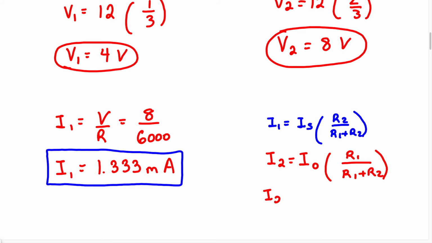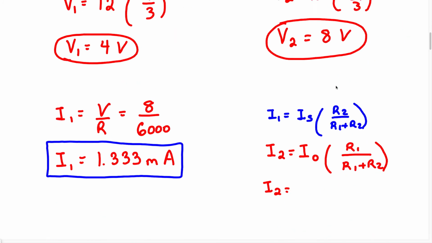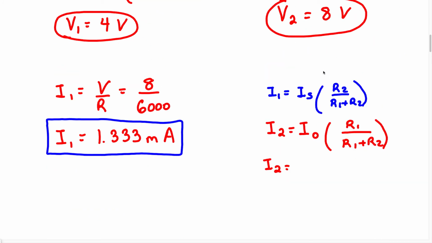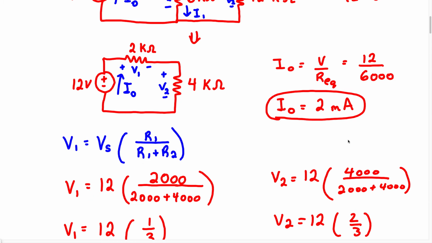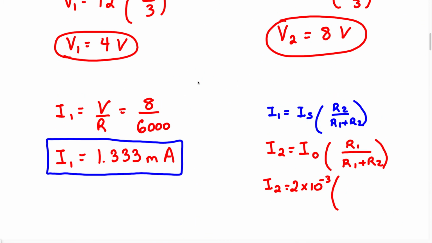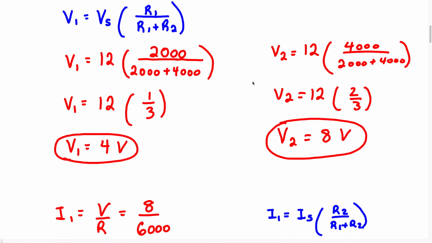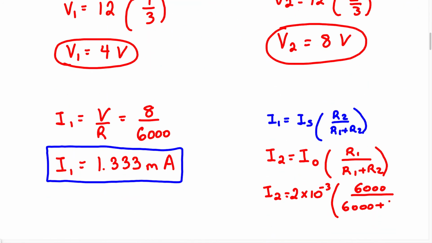Okay, now let's plug in values. I2 equals I sub 0. We know I sub 0 is 2 milliamp, which we found right here. So we have 2 times 10 to the minus 3 multiplied by R1, which is this resistor here, which is 6K. So we have 6,000 over 6,000 plus the second resistor, which is 12,000. So we have 12,000.